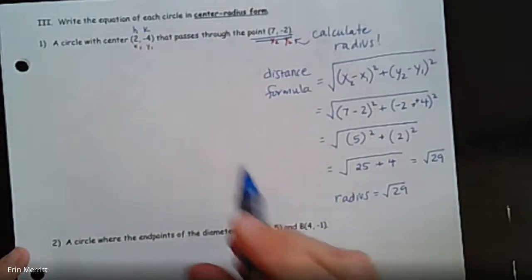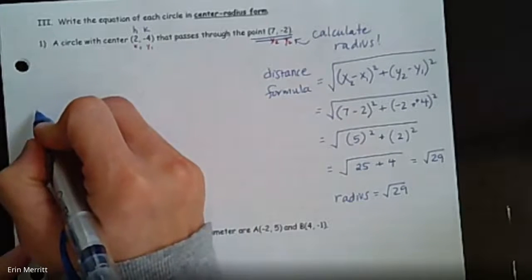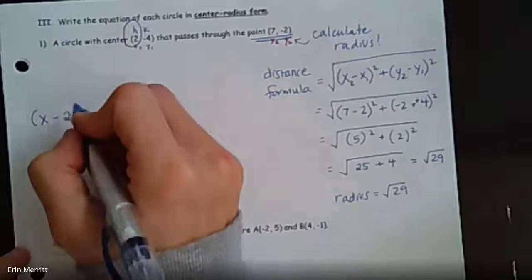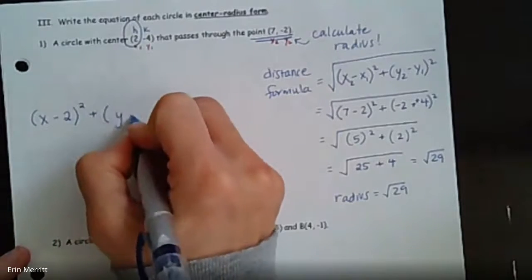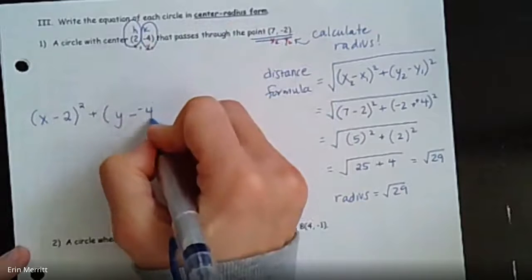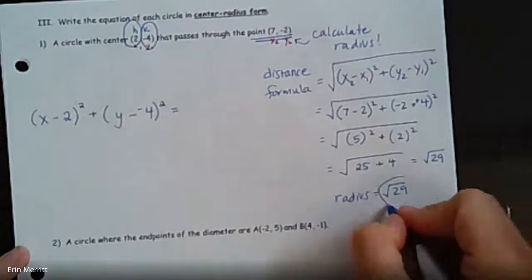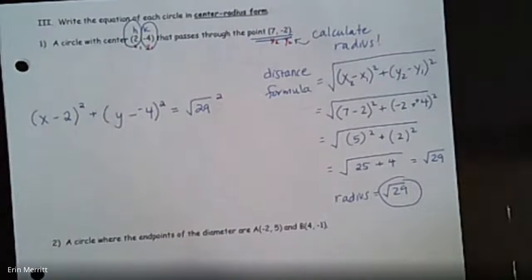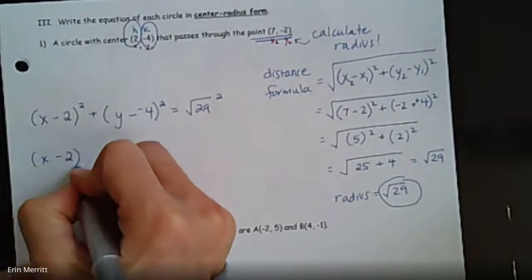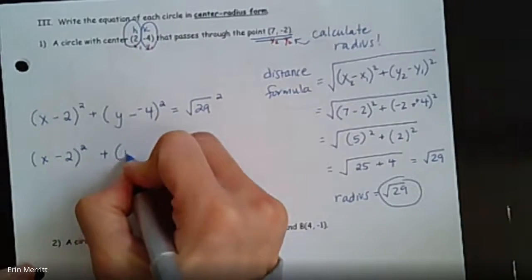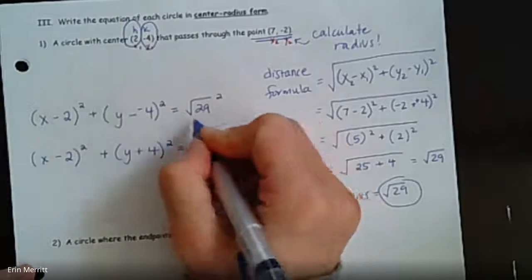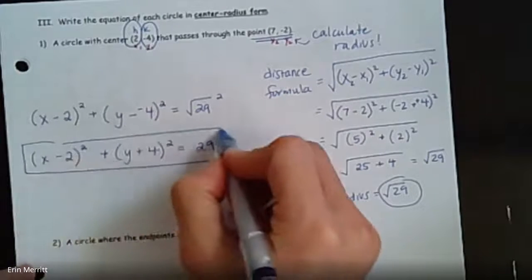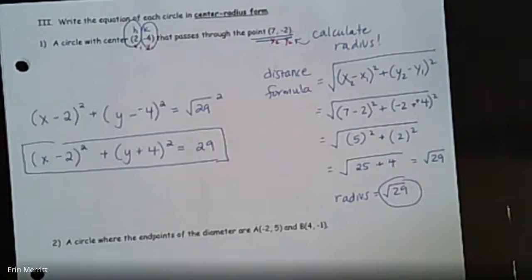Now you have what you need to be able to write the equation of the circle. So when we think x minus h, that's the 2 from the center point, squared plus y minus, there's your k, negative 4 squared equals your radius squared. All right, you know what I'm going to say. Clean it up. So x minus 2 squared. This turns into plus a positive squared. The square root and the square cancel each other out. We get 29. There you go.